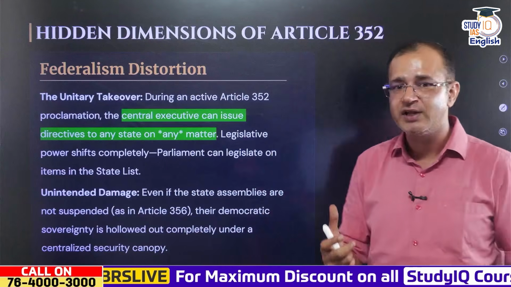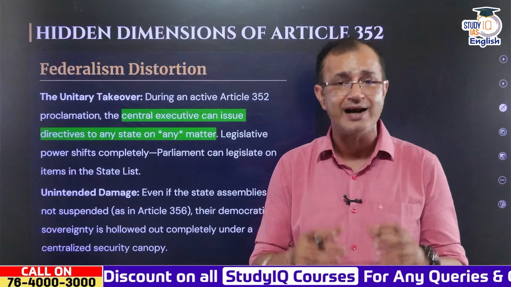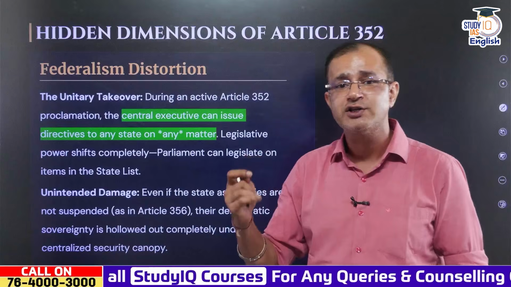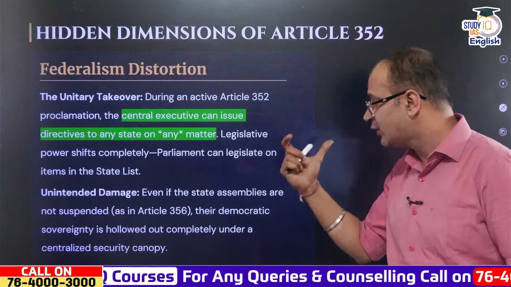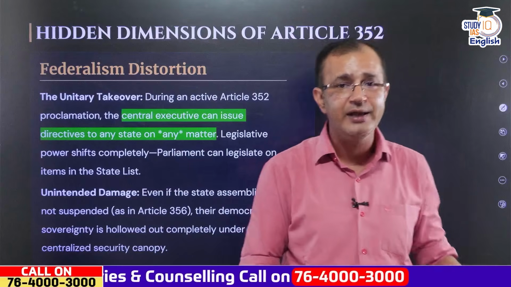Now, over here, even if the state assemblies are not suspended, as they are under Article 356 that provides for the President's rule, their democratic sovereignty is basically hollowed out completely under the centralized security canopy as well.